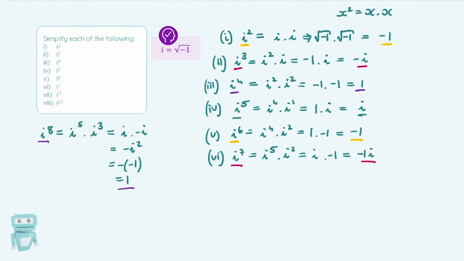So every multiple of 4 is going to give you 1. If I had i to the power of 8, that gives me 1. i to the power of 12 gives me 1. i to the power of 16 gives me 1. Then they've asked me for i to the power of 17. So i to the power of 17.